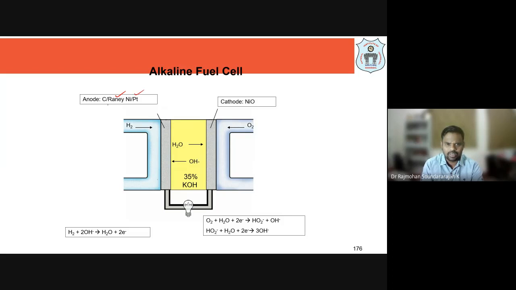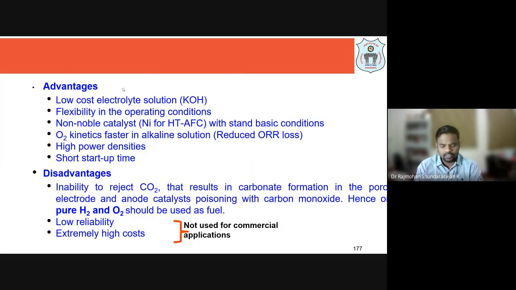Uranium, nickel, platinum can be used as the anode. Cathode can be nickel oxide. So in alkaline fuel cells, generally nickel oxide is used as the cathode. Platinum supported on carbon or nickel supported on carbon is used as the anode. And we look at the advantages and disadvantages associated with these alkaline fuel cells.